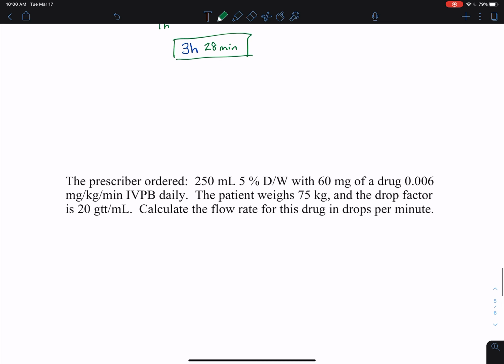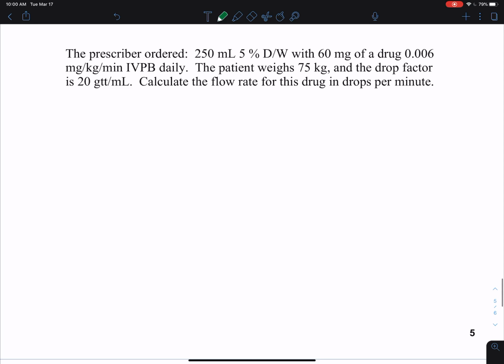Let's look at another example. The prescriber ordered 250 milliliters of 5% dextrose in water solution with 60 milligrams of a drug, 0.006 milligrams per kilogram per minute, intravenous piggyback daily. The patient weighs 70 kilograms and the drop factor is 20 drops per milliliter. Calculate the flow rate for this drug in drops per minute. So this time I do want to end in drops per minute.